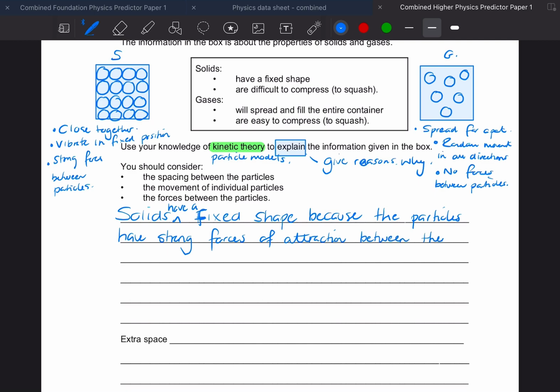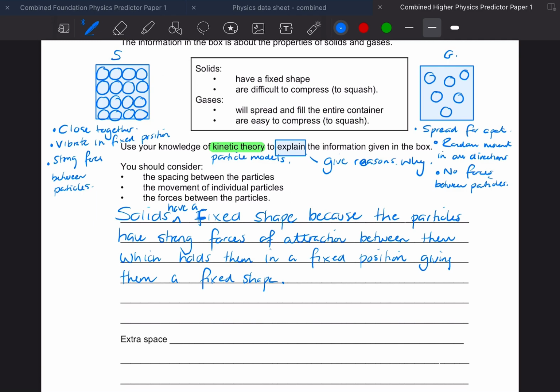between them, which holds them in a fixed position, giving them a fixed shape. Okay.